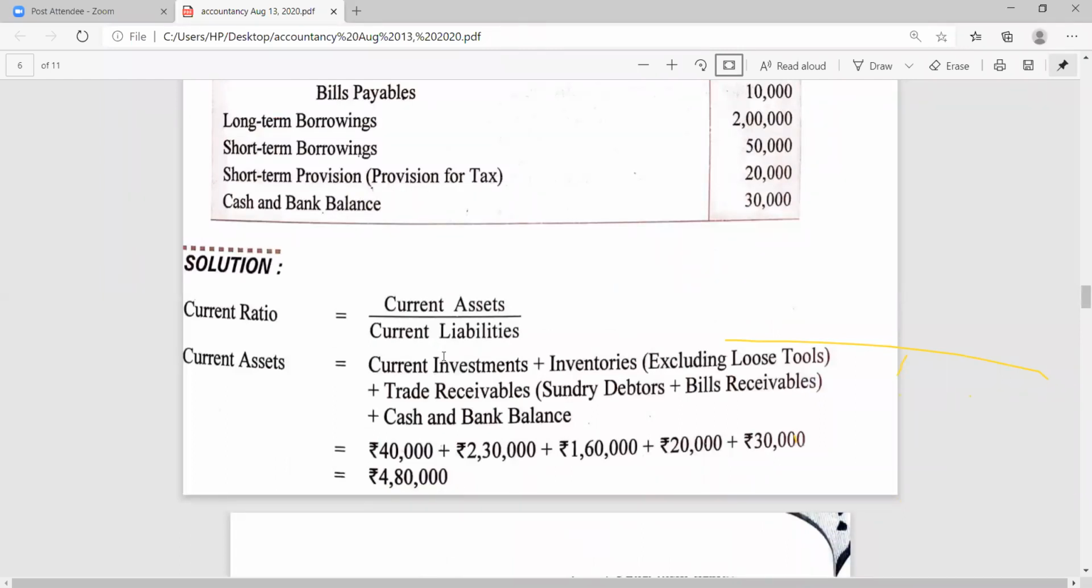Cash and bank is our current asset. So it is also considered to be calculated as a current asset.